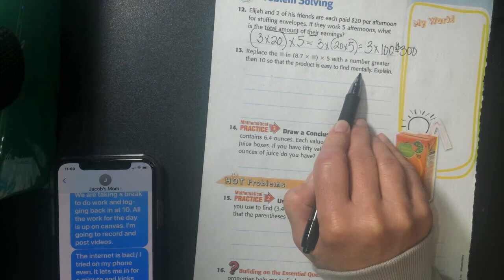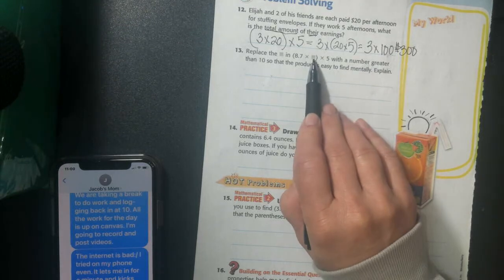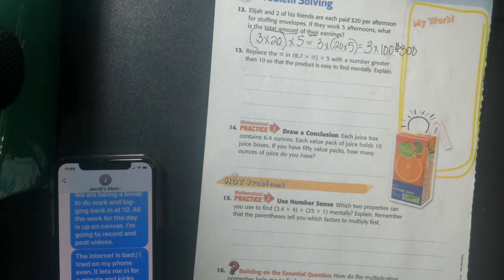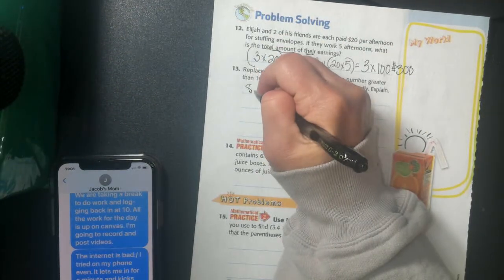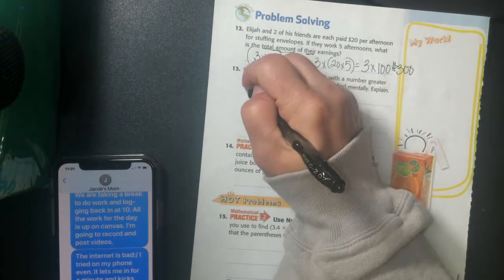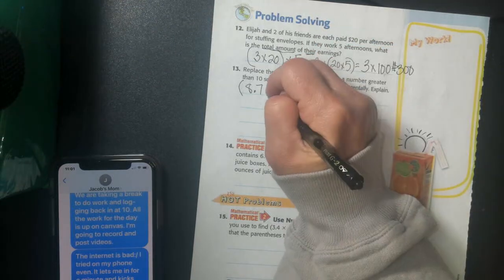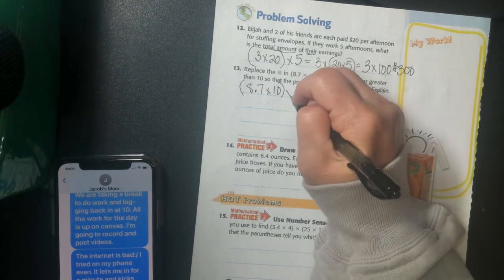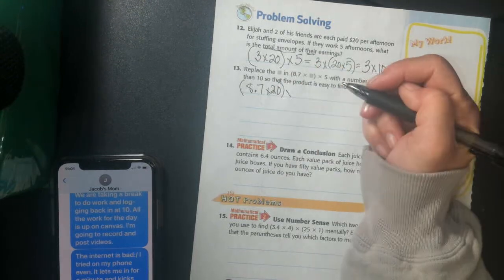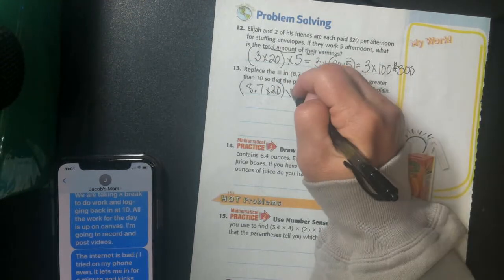So I need to replace this with a number that is greater than 10, and to make it an easy way to find this answer, how about 20? 20 is bigger than 10. So let's do that. I'm going to say 8.7 times 20. It wants me to explain as well. A number greater than 10. 20 is greater than 10.